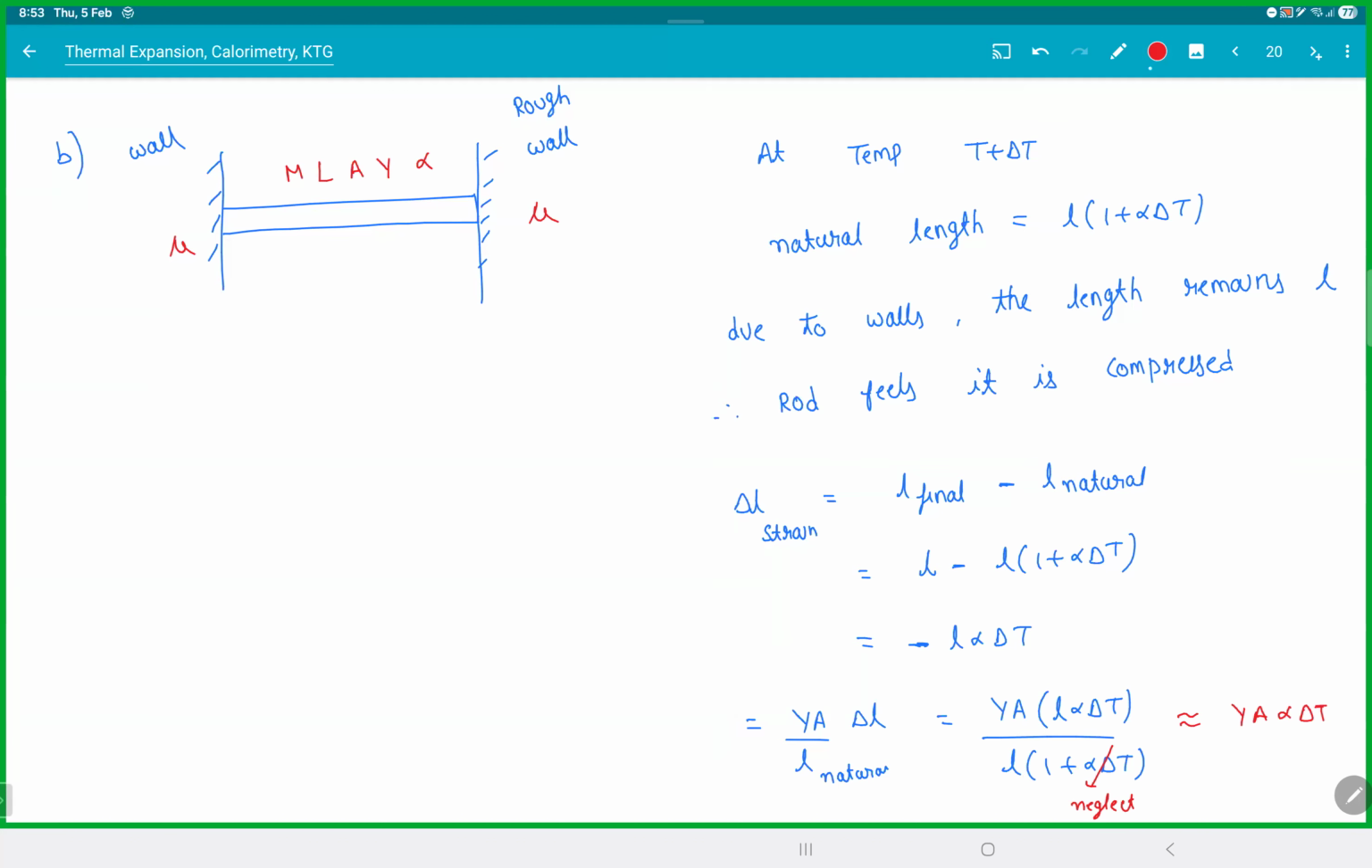I'll take it as N because we are already using T for this. What is this N? This N is the tension in the rod. So the rod is being pushed by N. Because the rod is trying to expand, the walls are pushing it, and this is F and this is mg. So the tension in the rod is N. So we get 2F is equal to mg.